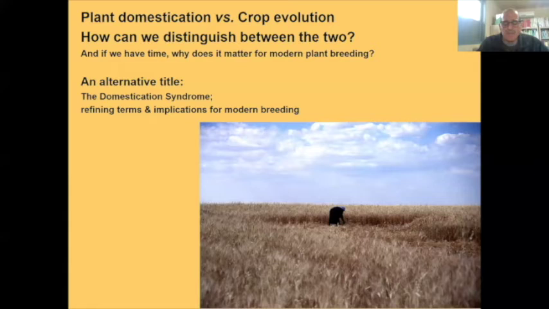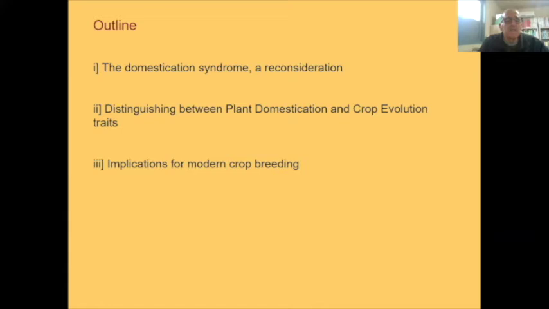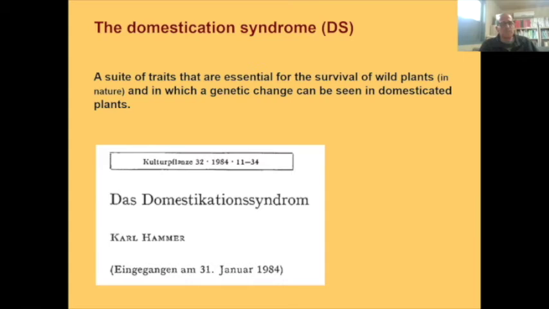In other words, I will try to refine some terms and concepts pertaining to the domestication syndrome, which is known to everybody who is interested in plant domestication. So we will talk a little bit about the domestication syndrome. I'll try to explain the distinction, and those are the implications. So the domestication syndrome is a concept that was developed by Karl Hammer, a German botanist, and it can be defined as a suite of traits that are essential for the survival of wild plants in nature, and in which a genetic change can be seen in the domesticated forms.